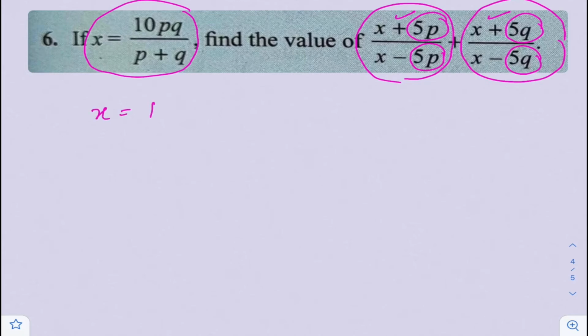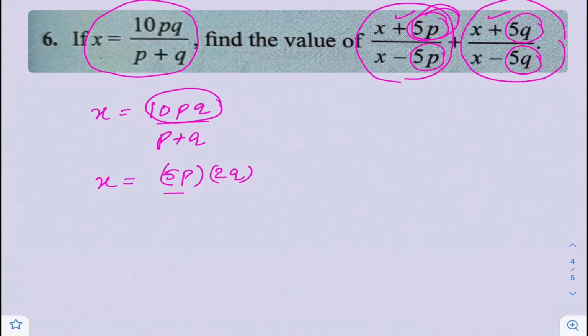x equals 10pq over p plus q. Now see carefully, we need 5p with x, so we have to split the numerator: 5p into 2q over p plus q. Now this 5p you will take here, so x upon 5p equals 2q upon p plus q.